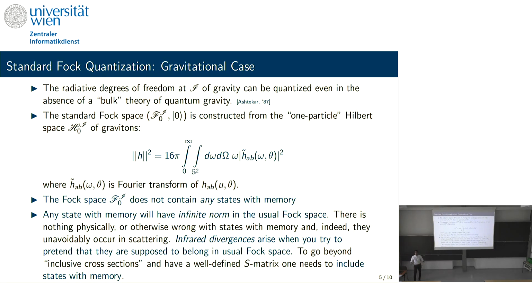For example, if you tried to compute the outgoing memory of a quantum state, it will definitely depend on the cutoff. And so basically, this inclusive cross-section approach pioneered by Bloch and Nordsieck and Weinberg was just to find some observables that don't care about the low frequency content of the state and try to compute those. But if one wants to have a well-defined S-matrix, meaning all degrees of freedom down to the infrared are kept track of, one needs to include states with memory into the scattering theory.